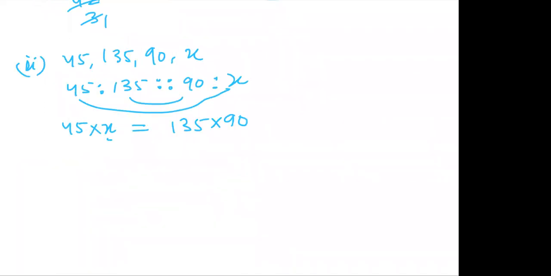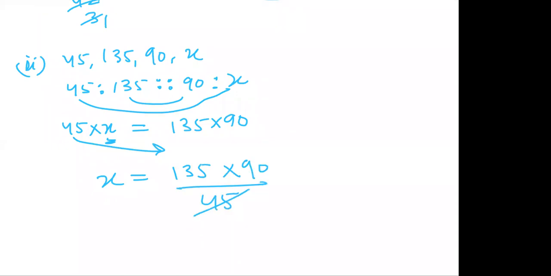You have to make x alone, so you have to transfer 45 to that side. It will come into divide. So 135 into 90 upon 45. Now 15 threes are 45, 15 nines are 135.